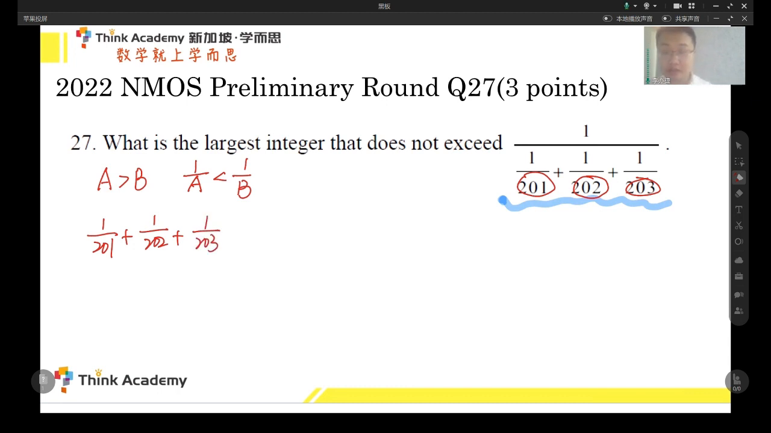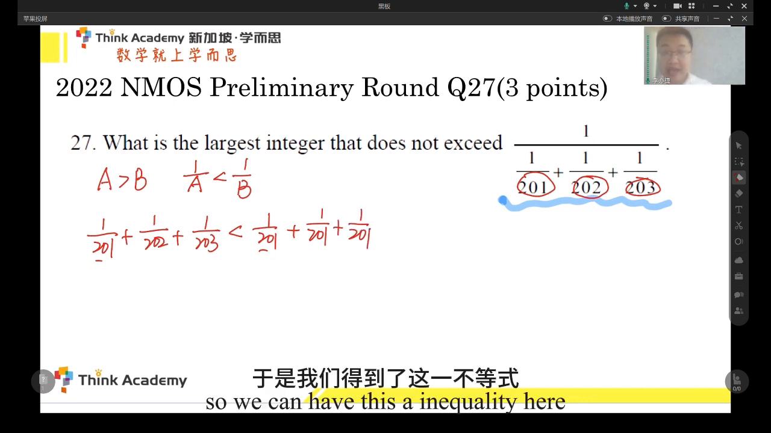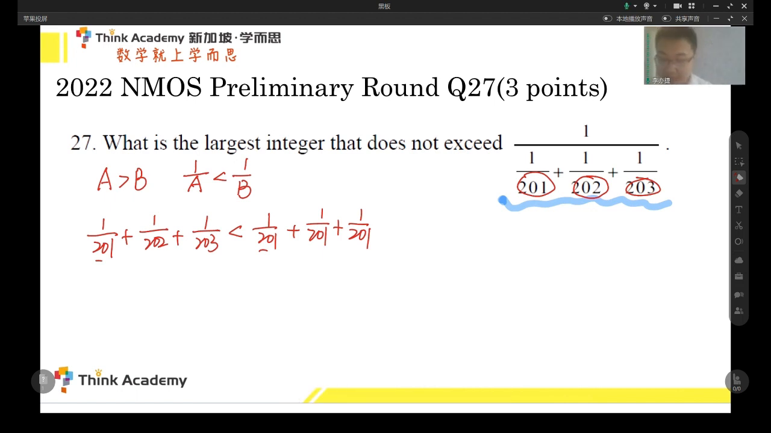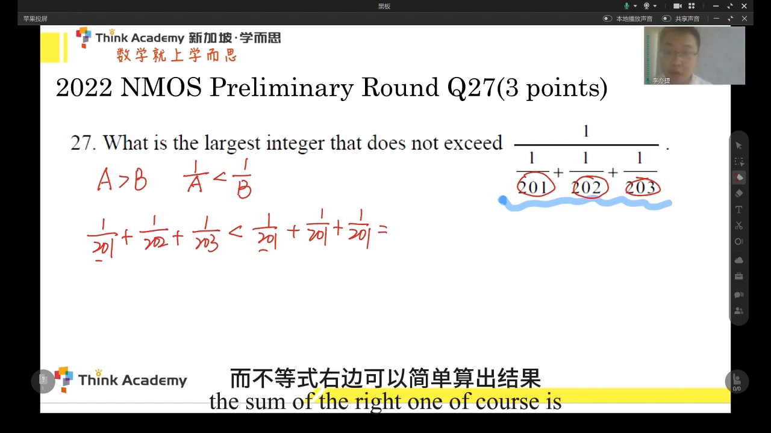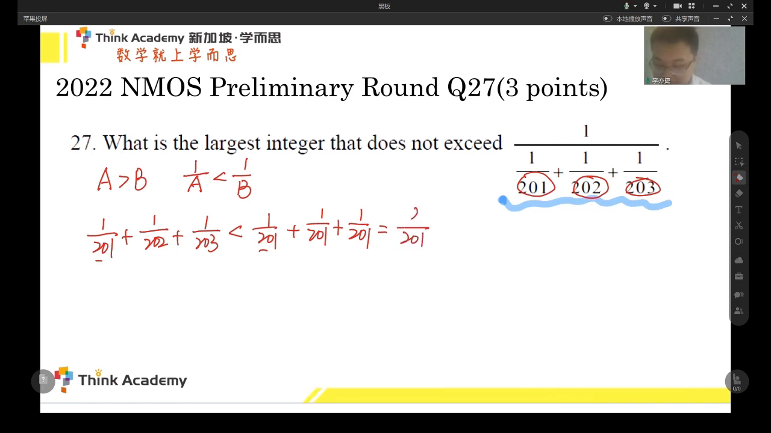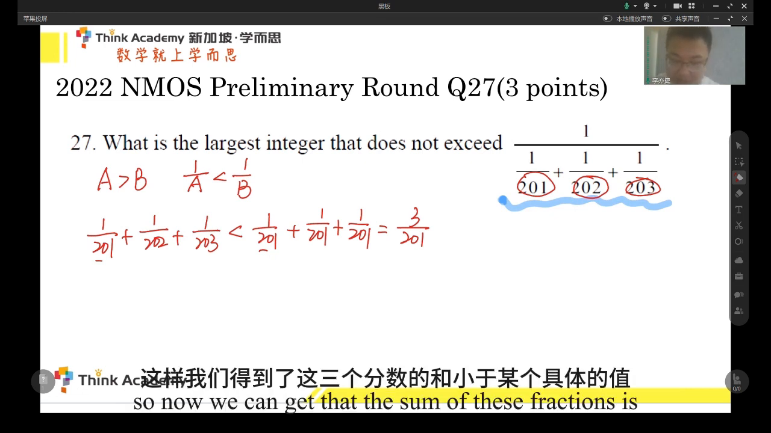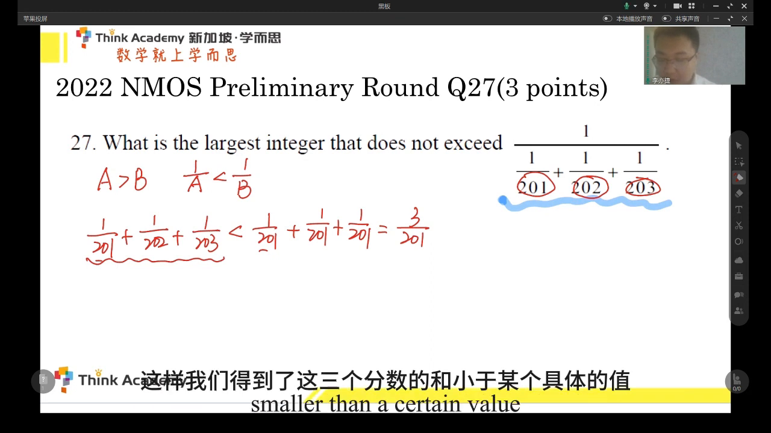Using the inequality, these 3 fractions are all smaller than, or at least not larger than, 1/201, right? So equal, smaller, and smaller. So we can have this inequality here. And the sum of the right side, of course, is 3/201. Okay? So now we get that the sum of these 3 fractions is smaller than a certain value.